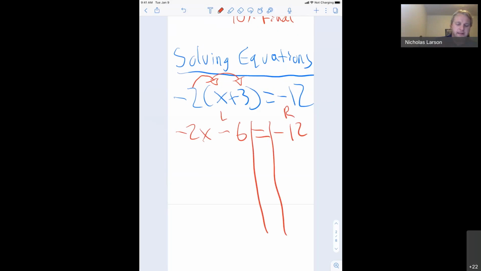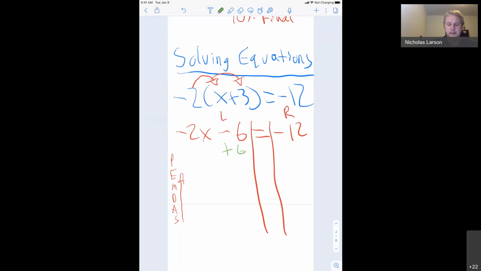I'm going to think about PEMDAS, but when I solve equations, I do it backwards. So I'd call this SADMET. I need to do all subtraction and addition first. I see that I have subtracting 6. If I want to undo subtracting 6, I'm going to add 6.